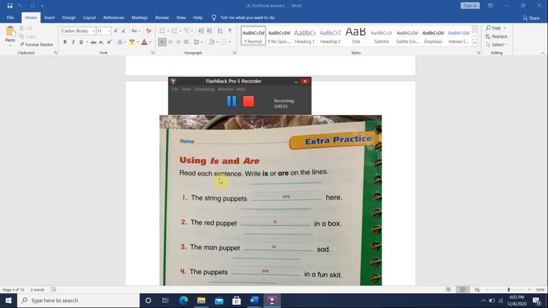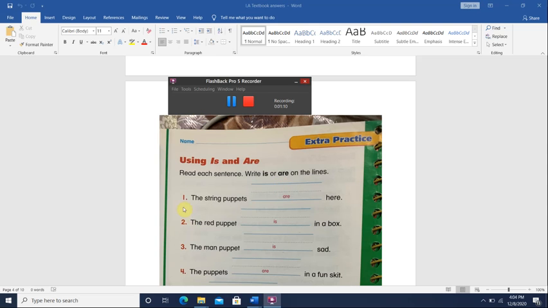It says here, read each sentence, write is or are on the lines. Remember, we use is and are to tell about someone or something, to tell about a person, a place, or thing. Is and are are verbs, but they don't show actions. We only use them to tell or describe something. And we use is and are only in the present tense.